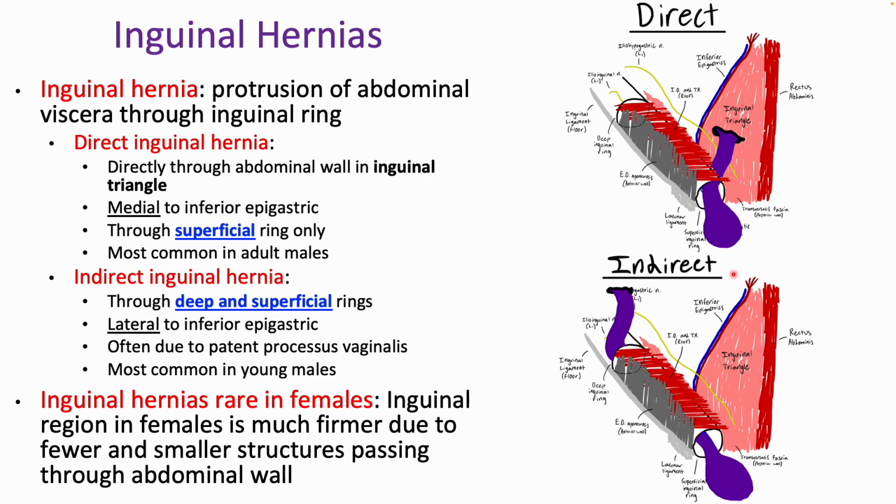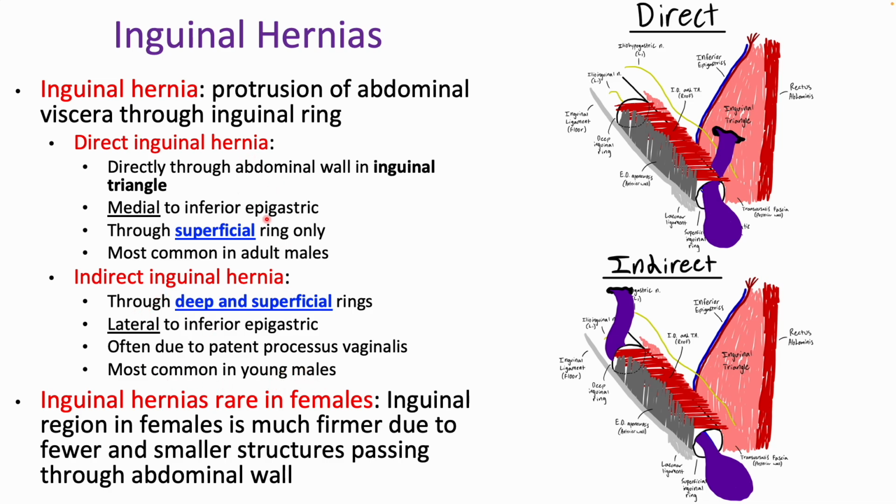We can also have an indirect inguinal hernia, which is going to pass through the deep and superficial rings. And so it's going to pass all the way through the inguinal canal. And you can see that here in this big purple structure. And so this is going to travel lateral to our inferior epigastric vessels. So you can see that here. And this is often due to a patent processus vaginalis. And so this is going to be most common in young males because it's going to be more of a developmental thing in a lot of the cases. So direct is most common in adults, indirect in young males.